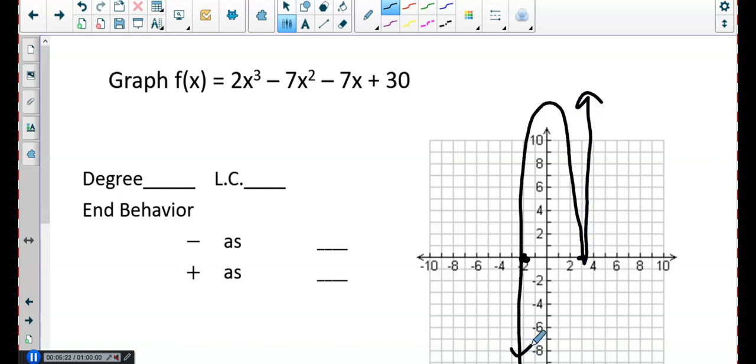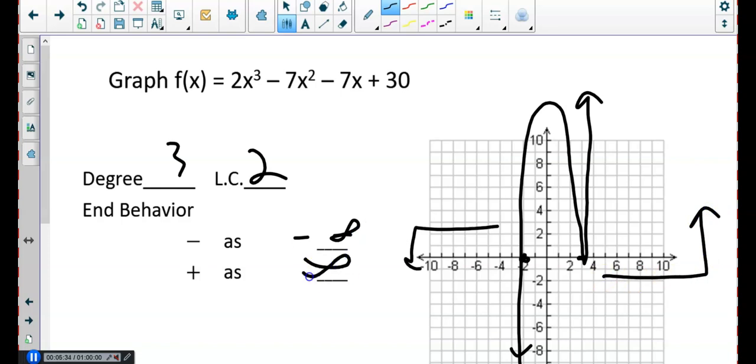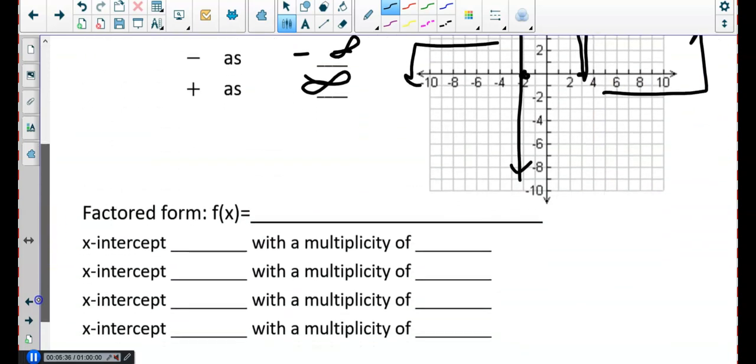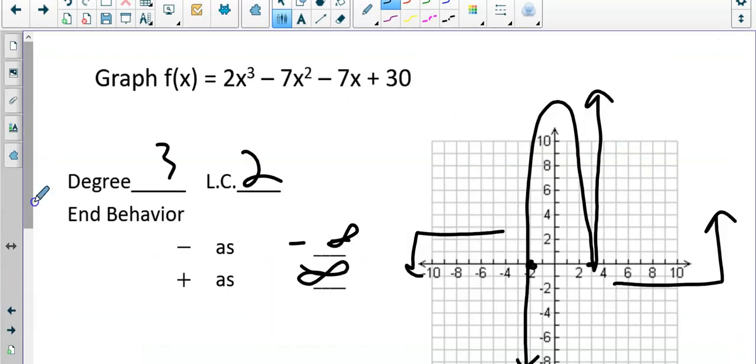It's a fraction, right? It is a degree of 3, lead coefficient of 2. Again, as it goes left, it's going down. Sorry, that didn't show up. And as it goes right, it goes up. Again, my factored form we just had.